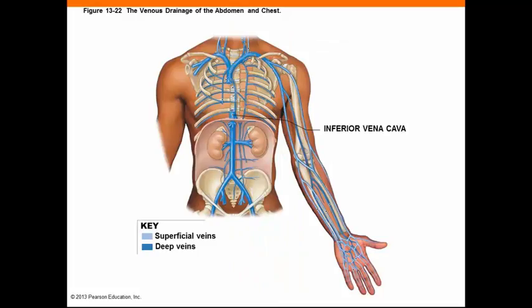And like the aorta, the inferior vena cava lies posterior to the abdominopelvic wall, and as it ascends towards the heart, it collects blood from the lumbar veins, the gonadal veins, the renal and adrenal veins, the phrenic vein, and the hepatic veins.